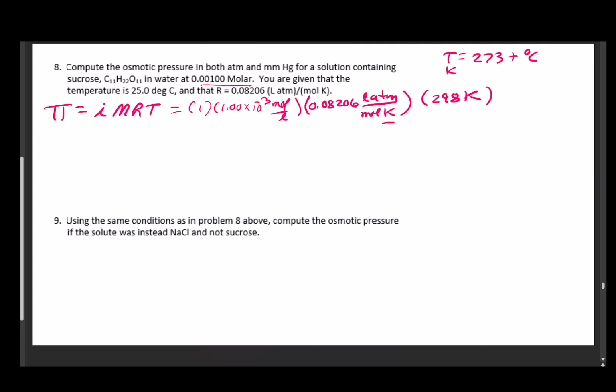So then we can multiply things out. The liters cancel, the moles cancel, and the kelvins cancel. So 1 E negative 3 times 0.08206 times 298. And I get atmospheres, because pressure's in atmospheres there. Okay, so then 1 atmosphere is 760 millimeters of mercury. If you didn't know that on a test, if I didn't have it on the equation sheet, you could ask me, I would give it to you. So we multiply this by 760.